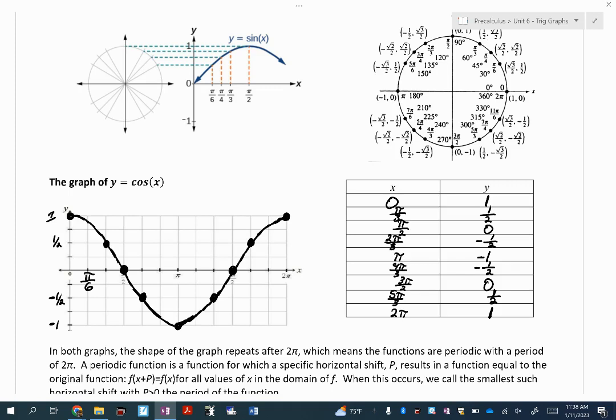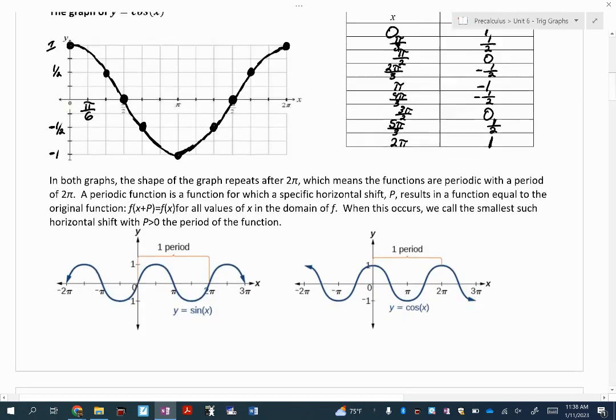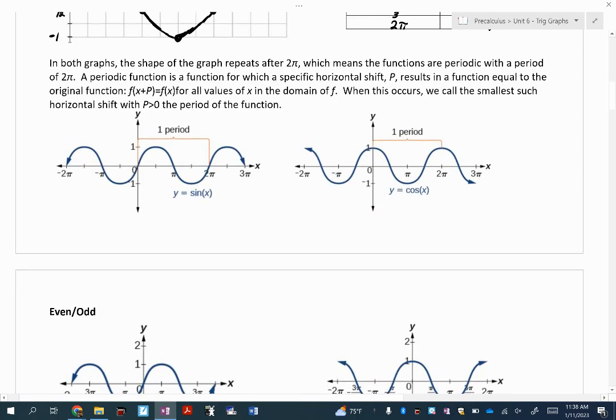Okay, so there's the parent function for cosine. Again, it has the same period as sine. The period is 2 pi radians. That's how long it takes to complete a full cycle. All right, so there's a little blurb here about what the period is.